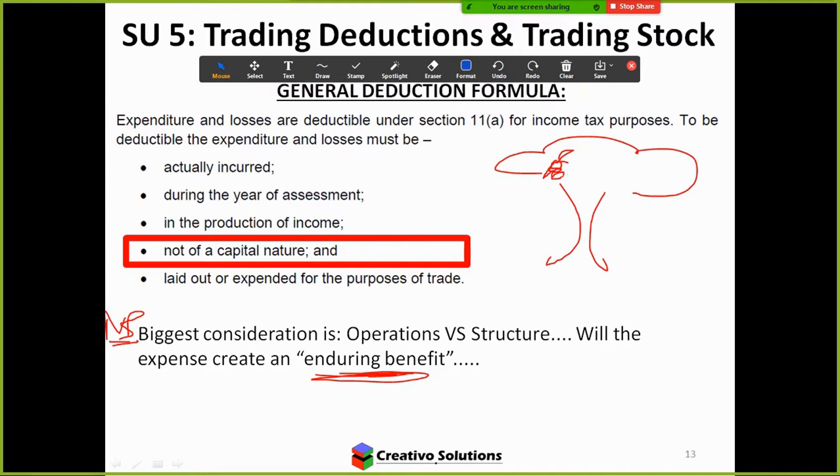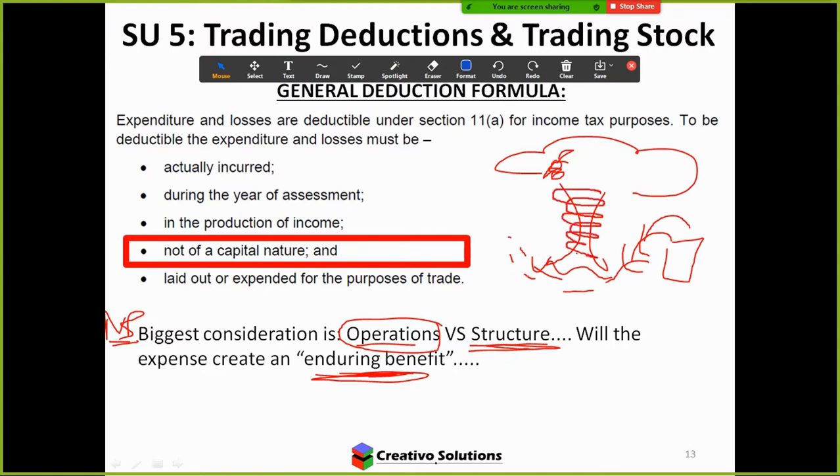Now we're not looking at income, we're looking at expenses. So what expenses are operational or what expenses are structural? If I'm buying fertilizer, the fertilizer that I'm putting in the soil would be operational. Structural means I've reinforced this tree, or let's say I've built something around the tree to support the tree. That's structural. That's capital in nature. You're not going to be able to deduct that. Does that make sense?